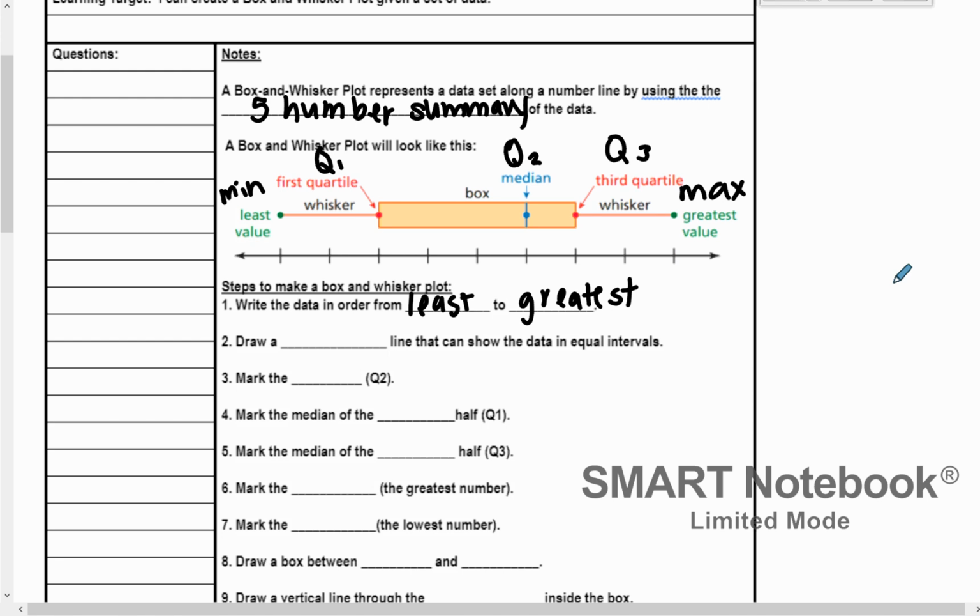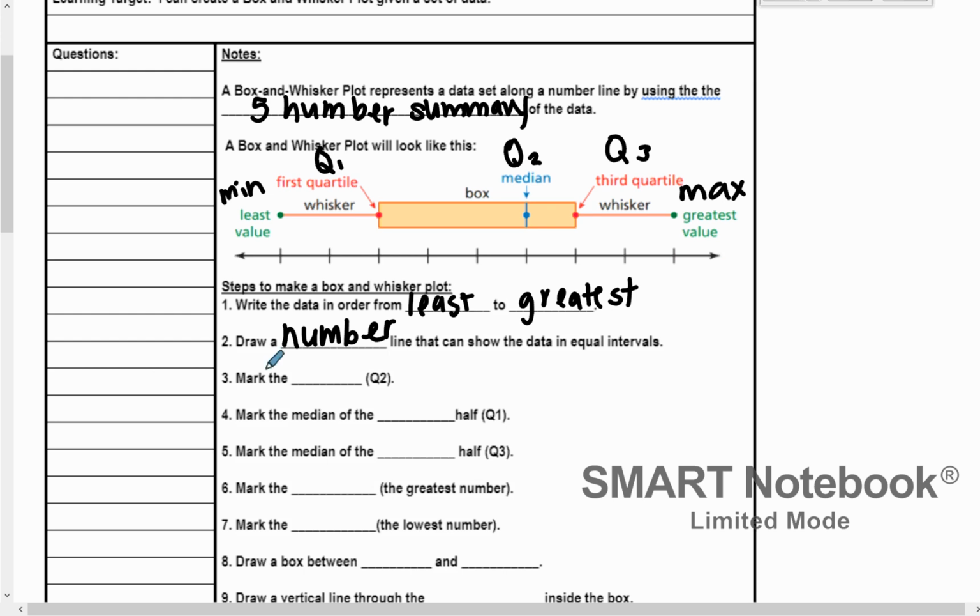So the first step of a box and whisker plot, just like a line plot, is to draw that number line that can show the data in equal intervals. Just like a dot or line plot, you have to count by something on your number line. You can't just put like 1, 3, 12, 15, 39. It has to be counting by like 1s or 2s or 3s or 4s, depending on your numbers.